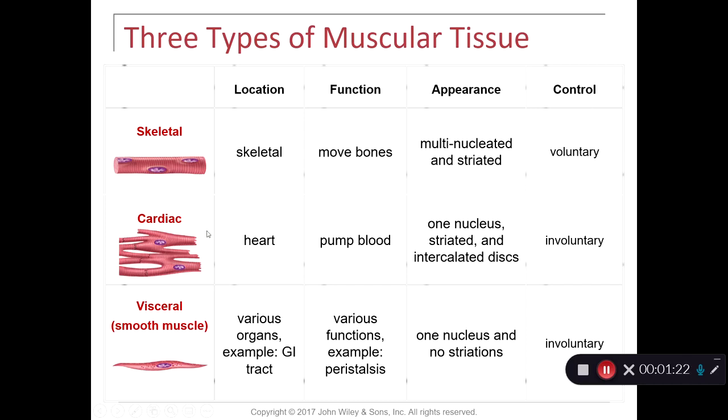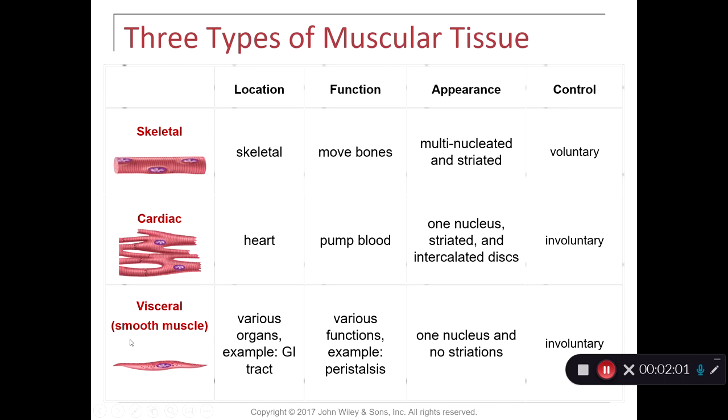Cardiac muscle is pretty much cylindrical, but it also forks off. It's located in the heart, and obviously its function is to be pumping blood. One major difference between the cardiac muscle and the skeletal muscle is that there's only one nucleus inside per cell. It is indeed striated, very similar in that sense, but it also has intercalated discs, which are composed of gap junctions that allow for nutrients and other things to cross through. Thankfully, this is involuntary. You can't control it. It's under control of the autonomic nervous system.